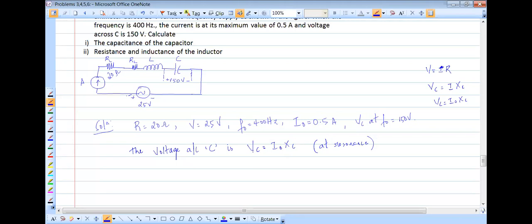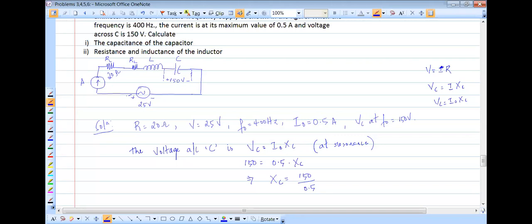How do we understand this is VC at resonance? Because we have taken I naught, since VC was at resonance. So the current into the reactance of the capacitance gives us the voltage across C. VC is given as 150 volts, I naught is given as 0.5, and we have XC. So this implies that XC is 150 by 0.5. Now this is XC.